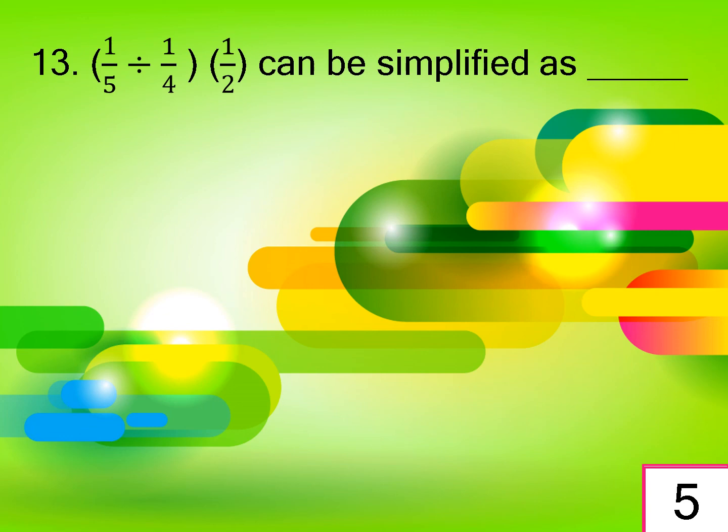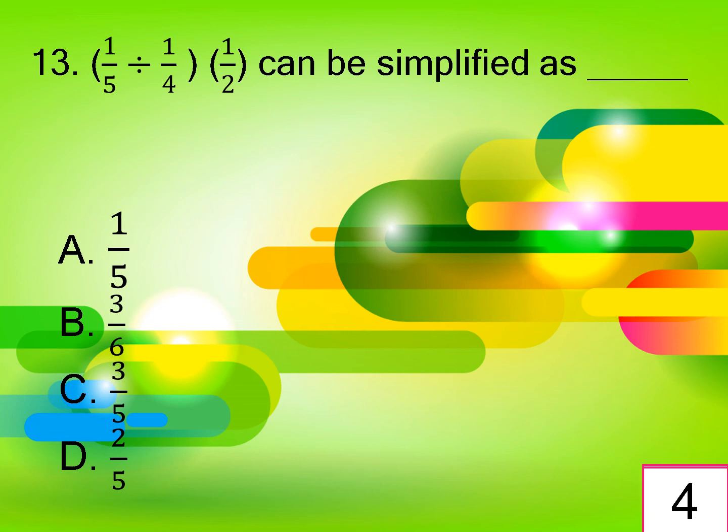Okay, let's proceed to number 13. The quantity 1/5 divided by 1/4 times 1/2 can be simplified as A, 1/5, B, 3/6, C, 3/5, D, 2/5. I'll give you 5 seconds. And the correct answer is 2/5.